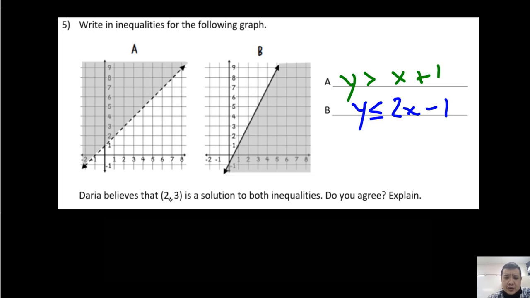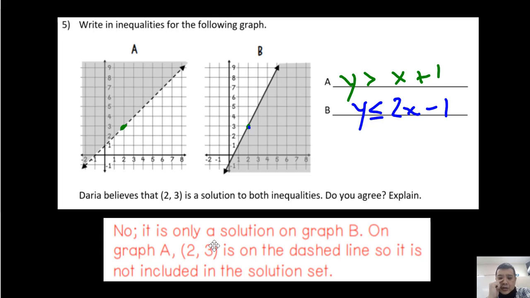Darla believes that (2, 3) is a solution to both inequalities. Do you agree? Explain. Well, (2, 3) can be found right here, and (2, 3) can be found right here. As you can see, this one is on the dotted line, which means that point is not part of the solution set, while here it is part of the solution set because it's on a solid line. So no, it is only a solution for graph B.